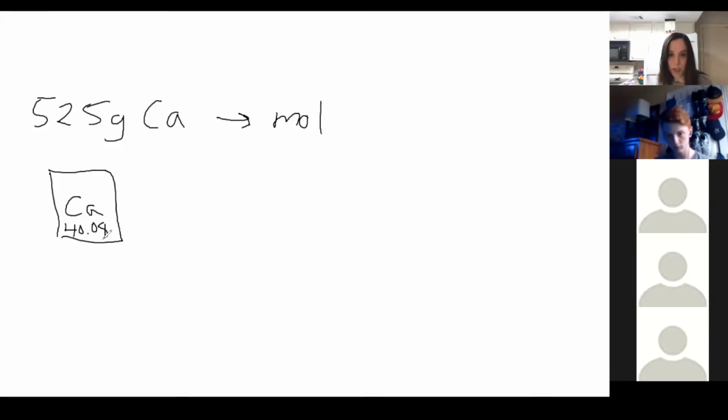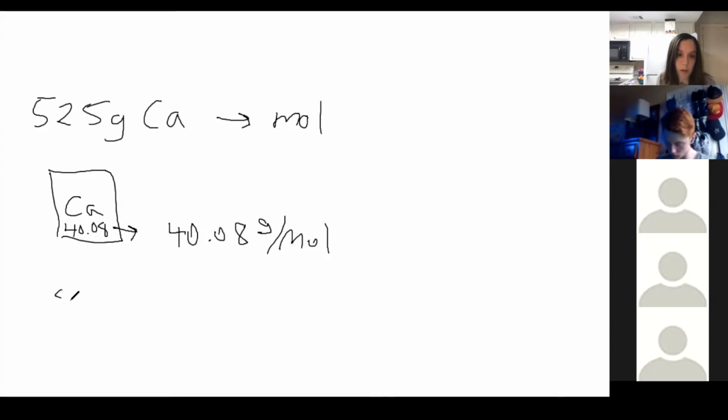If yours has 2, which I think is all you need, you just keep it at 2. But use whatever you've been given, as it will vary a little bit from table to table. So use this number right here, and that says that there are 40.08 grams in 1 mole of calcium. And we have 525 grams of calcium. We want to convert that into moles.